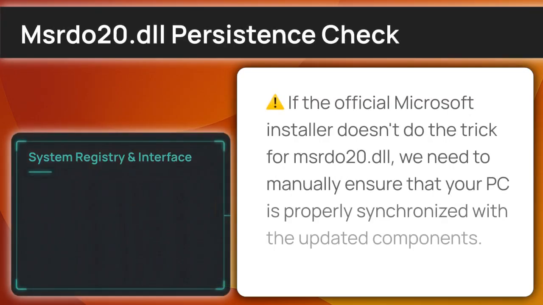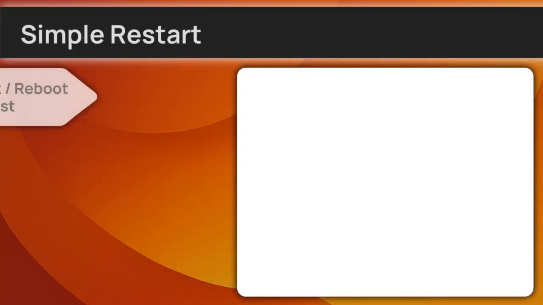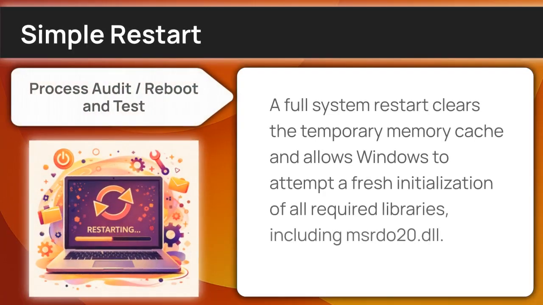If the redistributable repair didn't resolve the pop-up, the next logical step is to analyze the local environment for process conflicts. A standard restart allows the Windows bootloader to rescan your system directories and potentially recognize an unregistered msrdo20 library component.